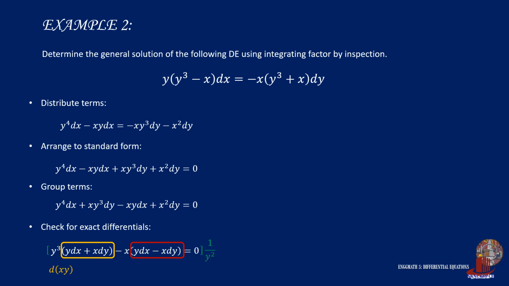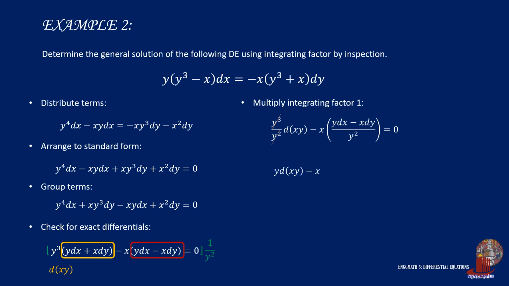So we complete the second term by multiplying an integrating factor of 1 all over y squared, so the equation will be y cubed all over y squared times derivative of xy minus x times the quantity y dx minus x dy all upon y squared is equal to 0, where we can cancel y squared from the first term and have completed the second term.